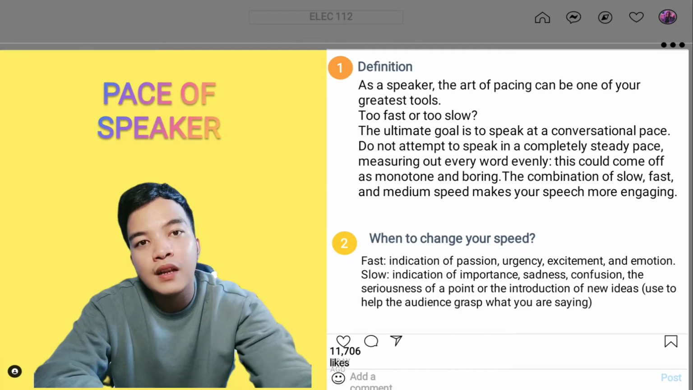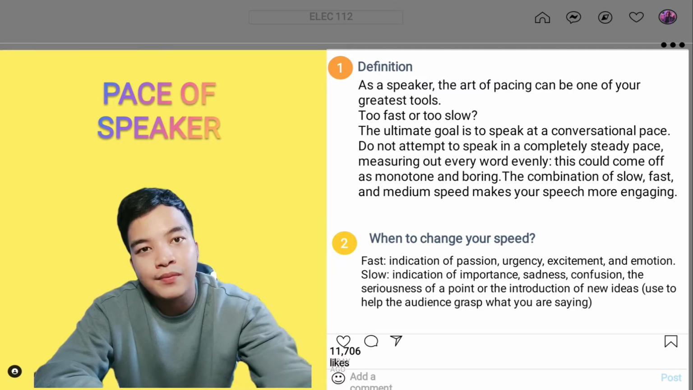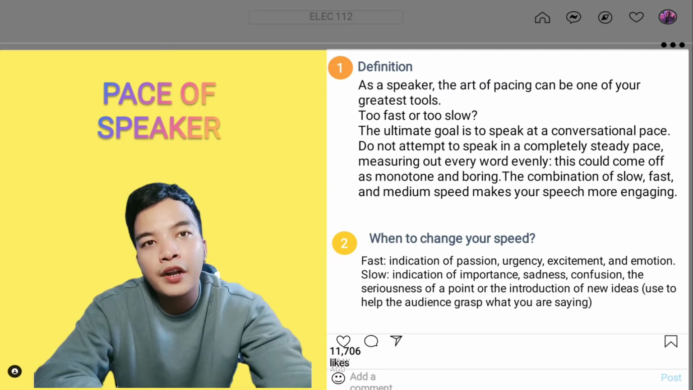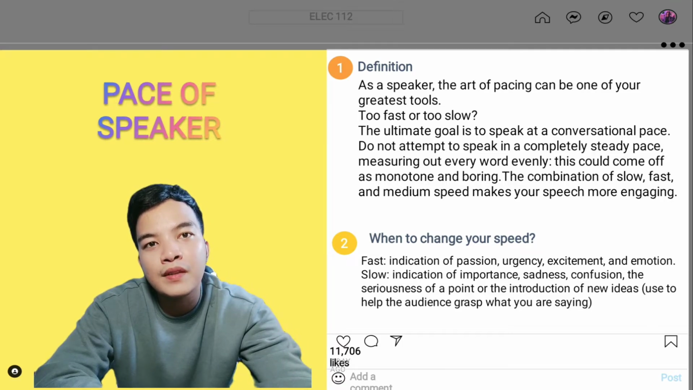So now let's proceed to the last category of our first subtopic. It is called the pace of the speaker. As a speaker, the art of pacing can be one of the greatest tools, too fast or too slow. The ultimate goal is to speak at a conversational pace. Do not attempt to speak in a completely steady pace.